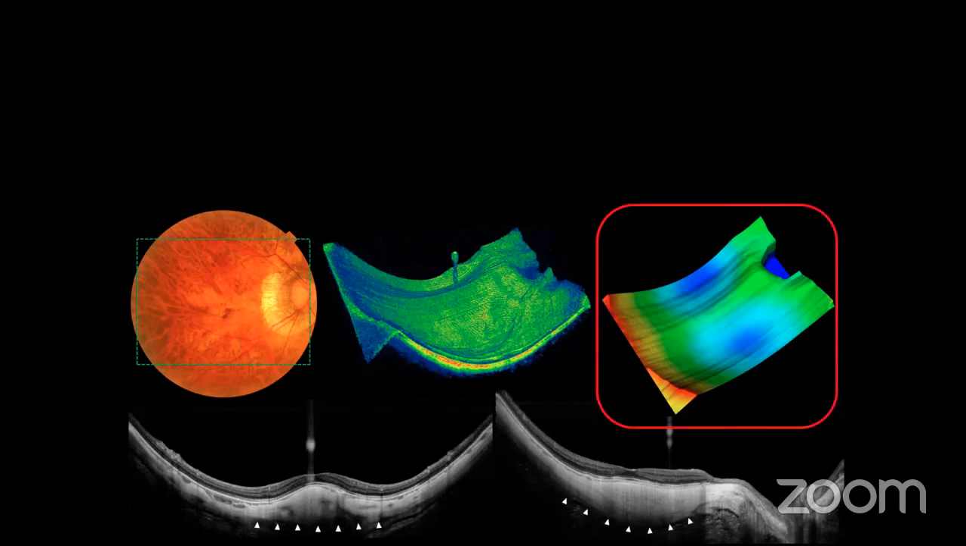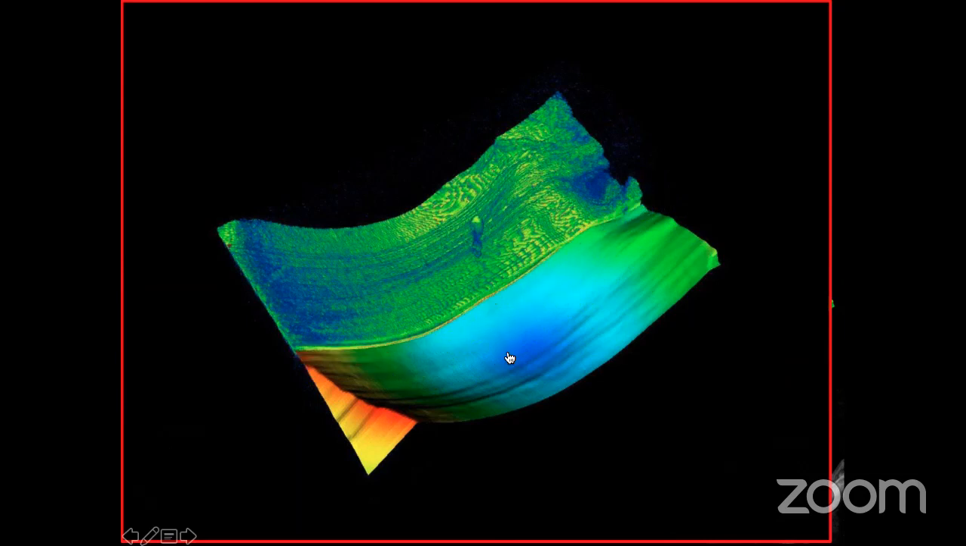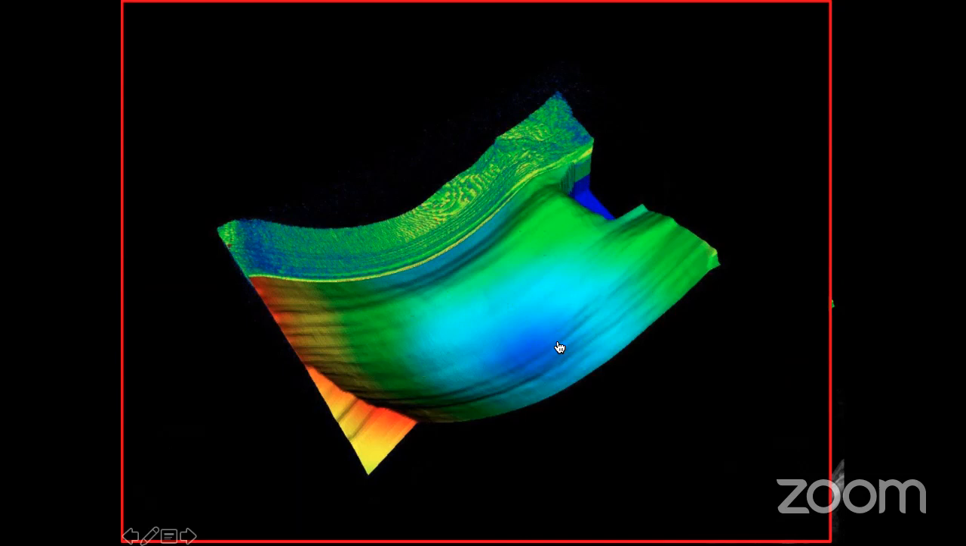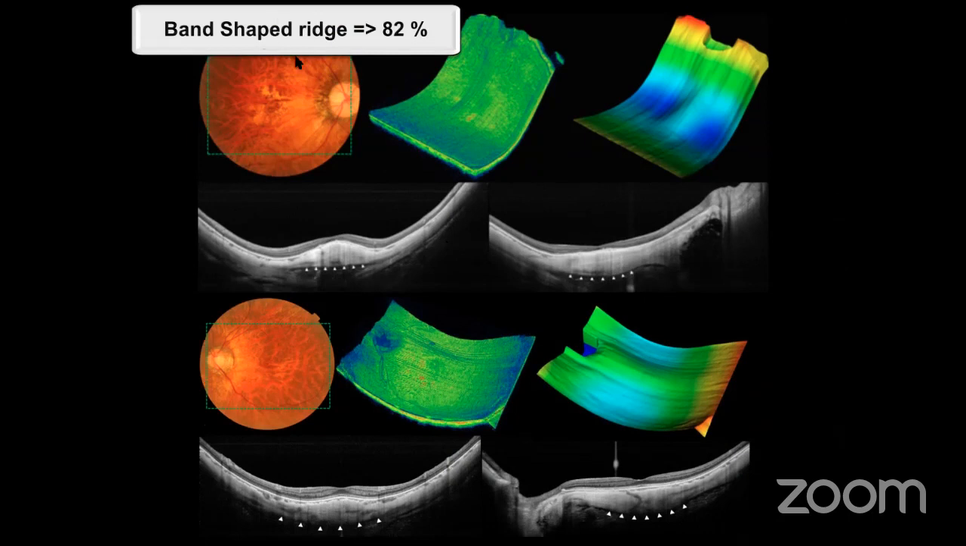And interestingly, in this picture, if we segment the RPE layer of the retina, we can depict the shape of the posterior pole. So this 3D reconstruction is a reconstruction of the shape of the posterior pole using an RPE slab. And interestingly, in these cases, we found that most of them have a band-shaped ridge within the macula associated with a superior concavity and inferior concavity. That's why when we do a horizontal OCT scan, we see little or no change in the curvature of the posterior pole. But when we do a vertical OCT scan, we see this dome-shaped configuration. So we term that a band-shaped ridge.